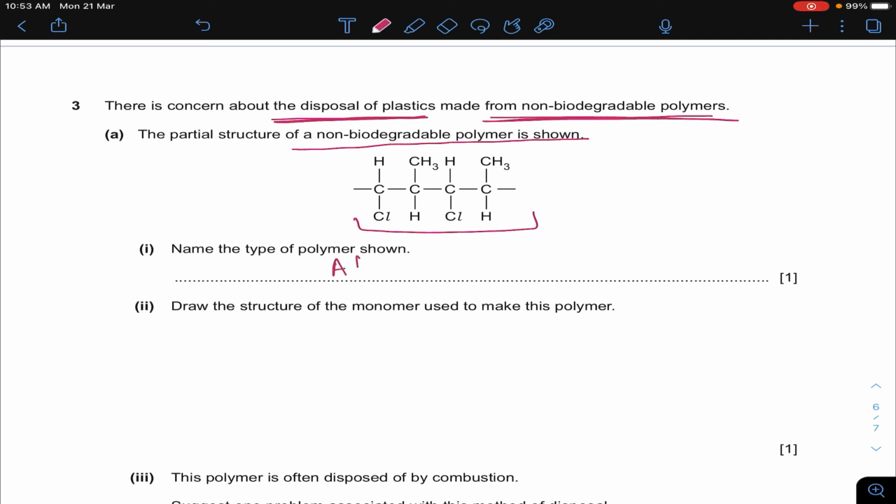This is an addition polymer. How to identify that this is an addition polymer? We haven't discussed condensation polymers yet, but just remember this: if you have an unknown polymer and you want to find out whether it is an addition or condensation polymer, just look at the backbone of the structure. If the backbone is made up of only carbon atoms, that means it is an addition polymer, right? So we have an addition polymer.